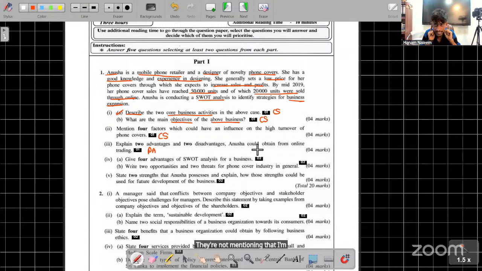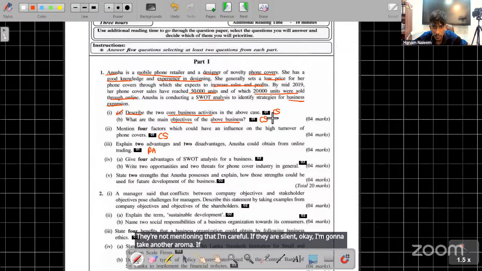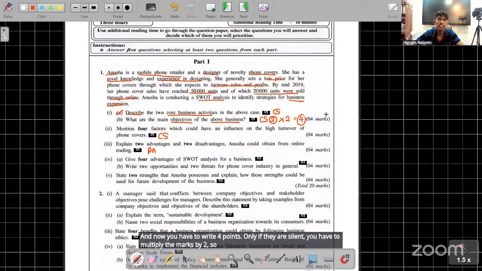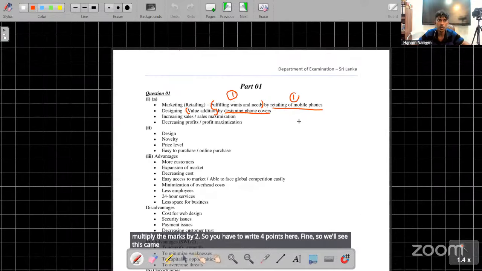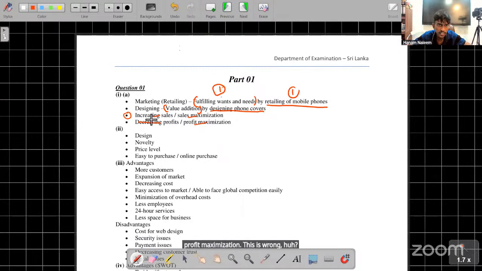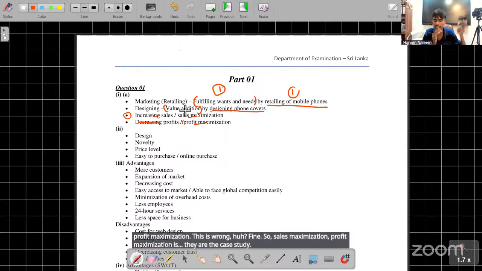Careful. If they are silent, you have to multiply the marks by 2. They are going to allocate you 2 marks, so you have to write 4 points. Only if they are silent, you have to multiply the marks by 2. So you have to write 4 points here. Fine. So we'll see the scheme. As you all said, one thing is you can take sales and profit maximization, which are in the case study. Definitely you can write that. But what are the other two we can write?